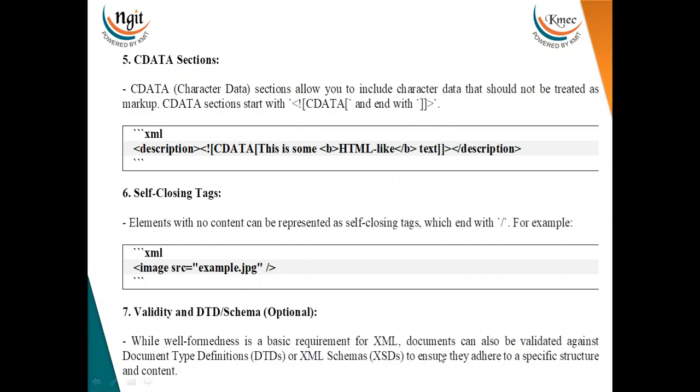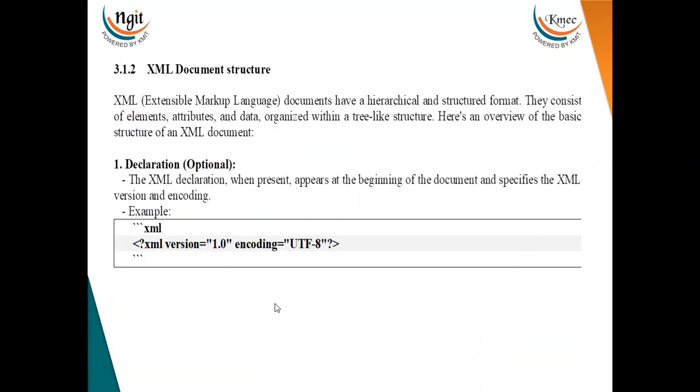Well formedness is the basic requirement we want for XML documents, to validate against DTDs or schemas. Well formedness, as we know, means proper structure, where one root element should be there and the other elements should be nested within the elements. Case sensitivity has to be followed. The document type definitions and XML schemas we will be seeing in detail in the next topic. And next, XML document structure.